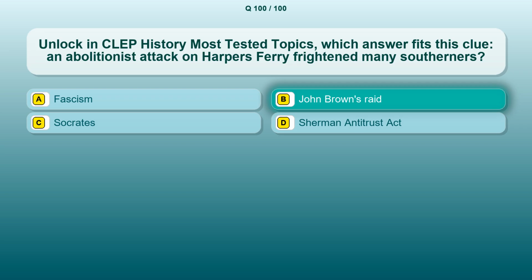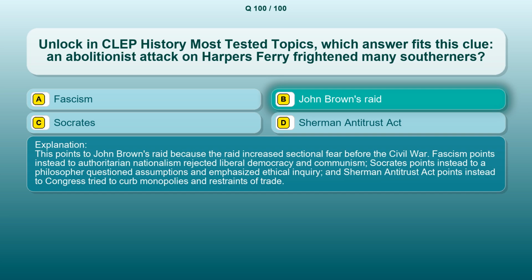The correct answer is option B, John Brown's raid. This points to John Brown's raid because the raid increased sectional fear before the Civil War. Fascism points instead to authoritarian nationalism rejected liberal democracy and communism. Socrates points instead to a philosopher questioned assumptions and emphasized ethical inquiry, and Sherman Antitrust Act points instead to Congress tried to curb monopolies and restraints of trade.